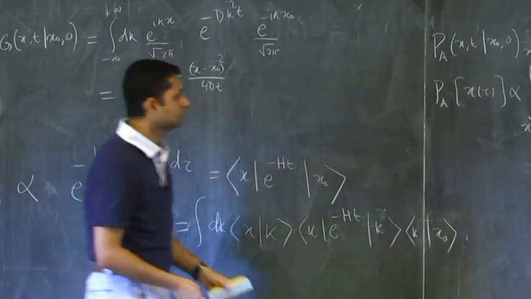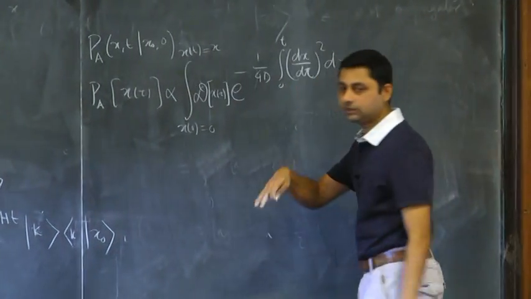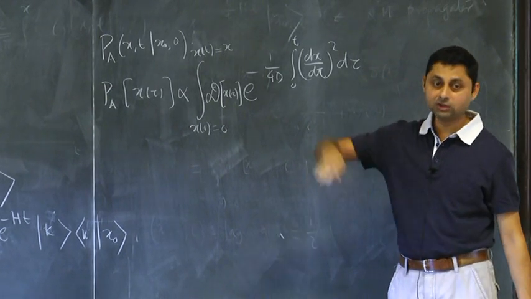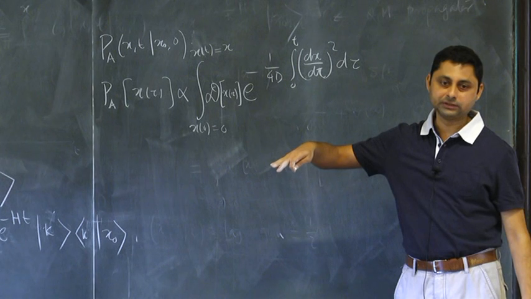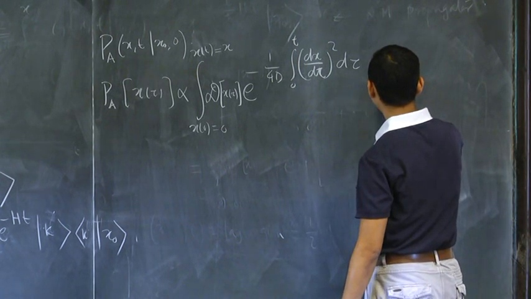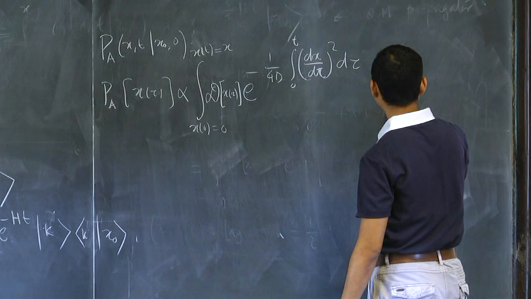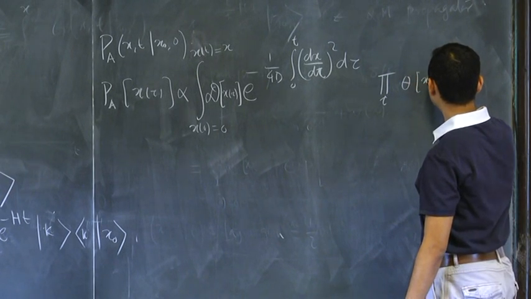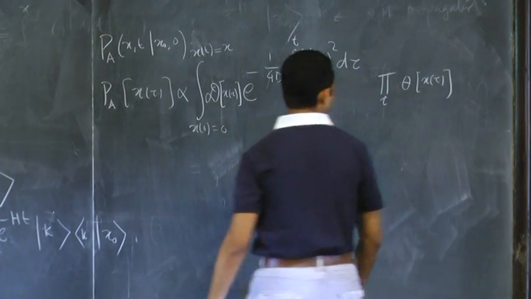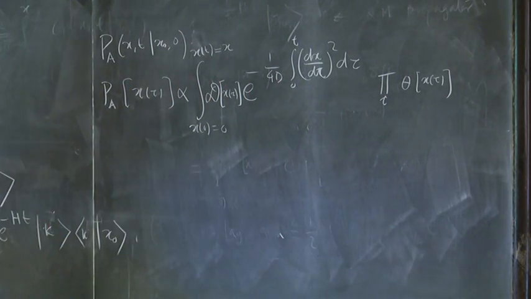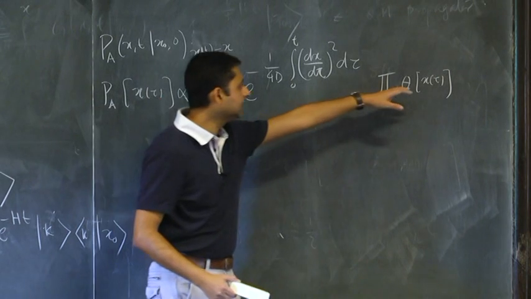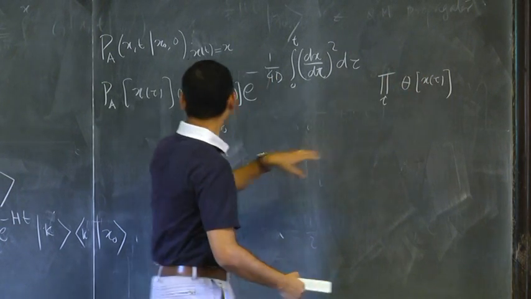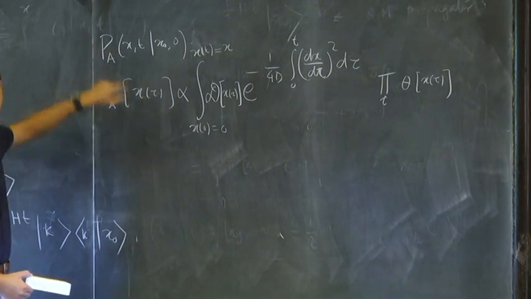But I need to restrict the paths, so I have some kind of theta functions. That is again a product of theta functions, which says that all these paths at all times do not cross the origin. So it is something like the product over tau of theta of x of tau. All paths basically stay on the positive side. Whenever at any time this becomes negative, that gives me weight 0.